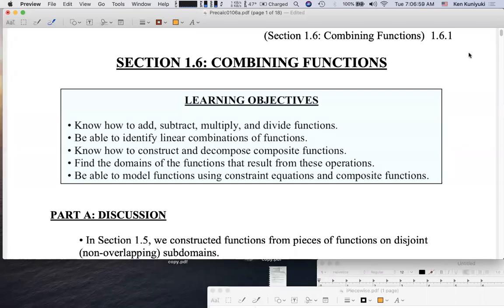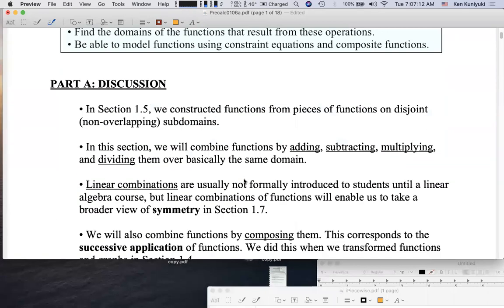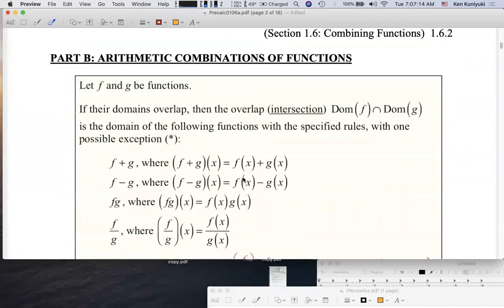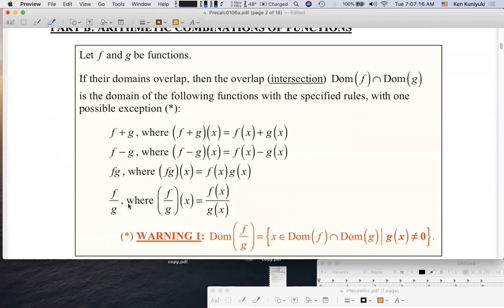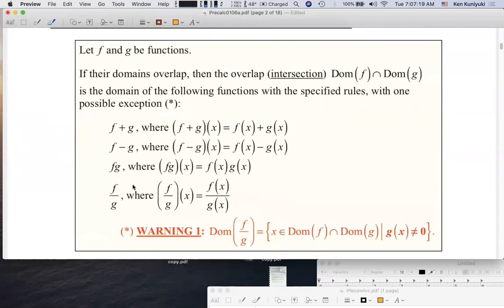Hi everyone. In section 1.5, a piecewise function was one function that could have different function rules for different subdomains. But how can we combine functions, multiple functions? Well, we can add, subtract, multiply, and divide them, as you might expect.